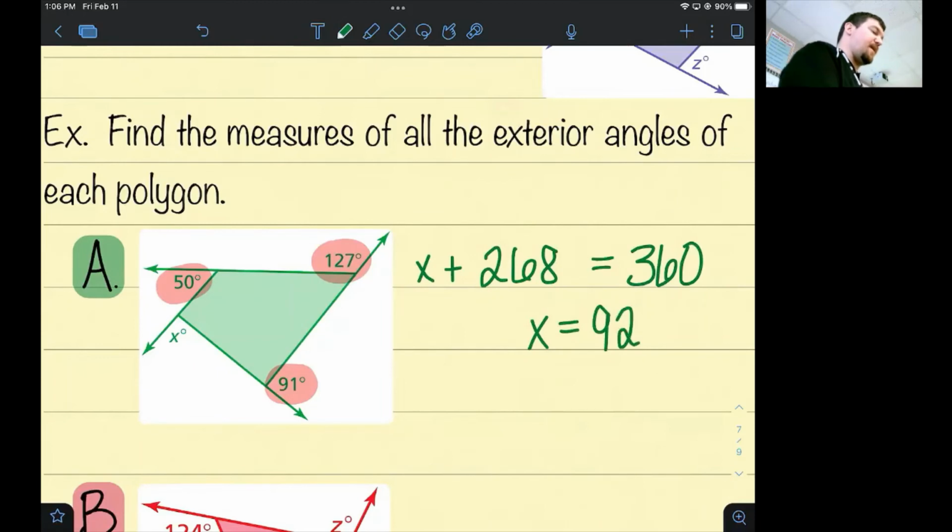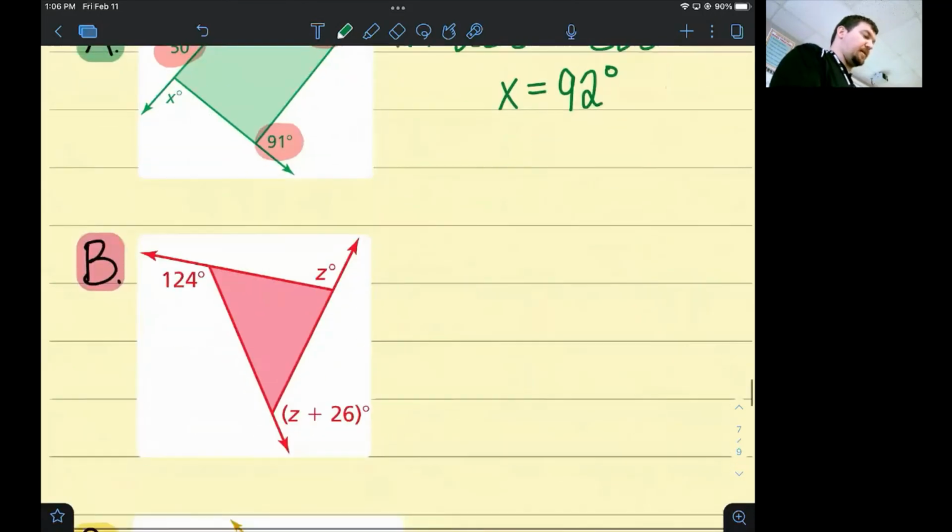Now it says find the measures of all the exterior angles. The only one we were missing was angle X. How do I need to label that, Xander? Degrees. Yeah, if it says solve for X, X equals 92 is fine. If it says find the angle measurements, we do have to label with the degree symbol. And that's definitely going to come into play on this next one.